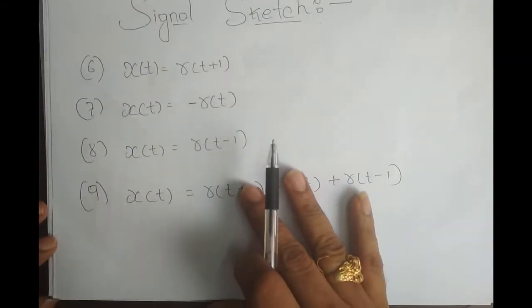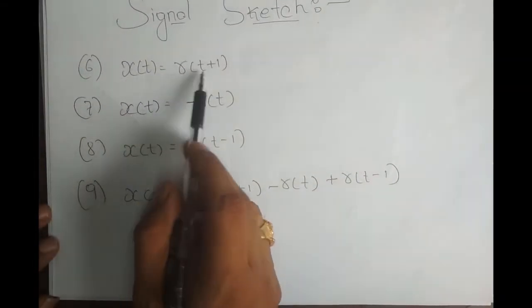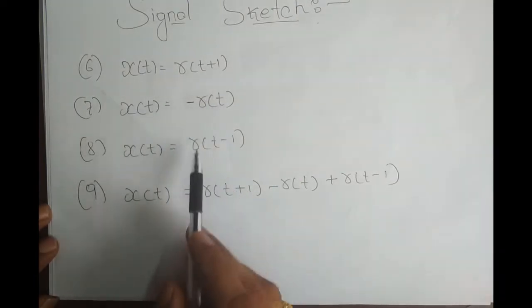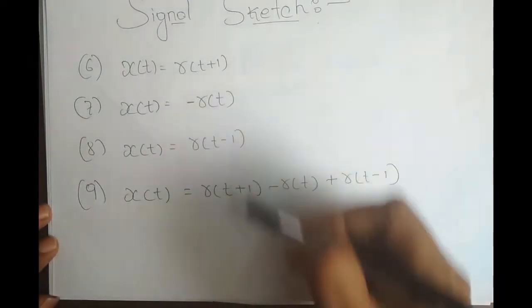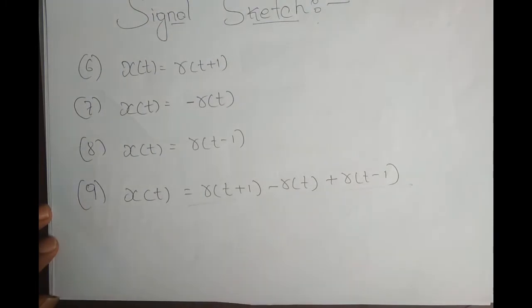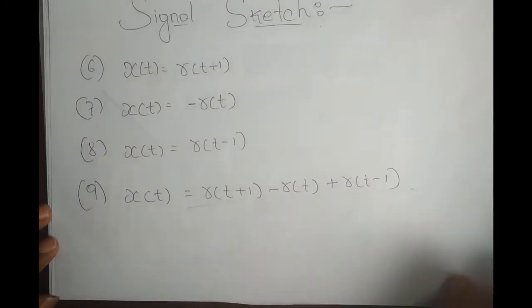Fine. Now we'll go back to our problem. So what does the problem say? I want to plot r of t minus 1, I want to plot minus r of t, I want to plot r of t minus 1, and I have to add it. In the fourth program, I need to add all the three signals. Okay. So we shall try to sketch these signals.